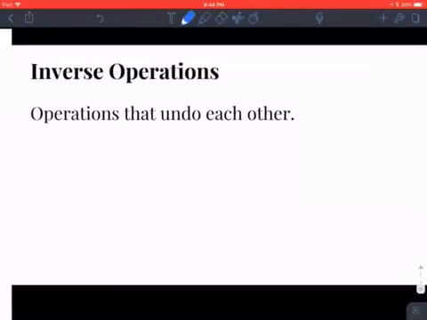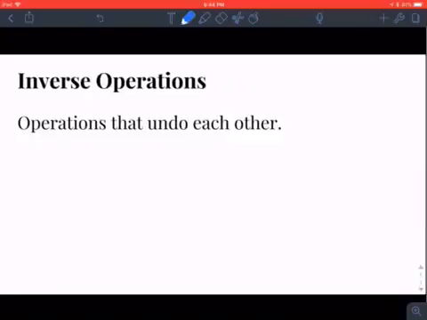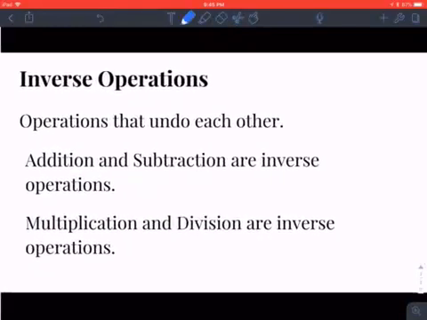All right, now we're going to talk about some inverse operations. Inverse operations are operations that undo each other. So some examples we have here. Addition and subtraction are inverse operations. Addition undoes subtraction. Subtraction undoes addition. And then again, multiplication and division are inverse operations. Multiplication undoes division. Division undoes multiplication.